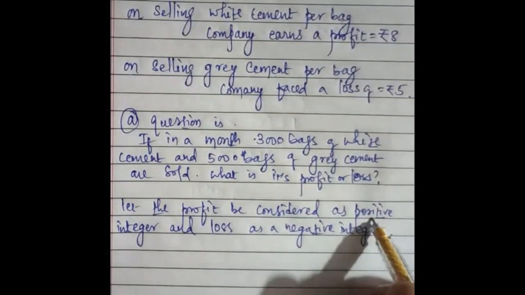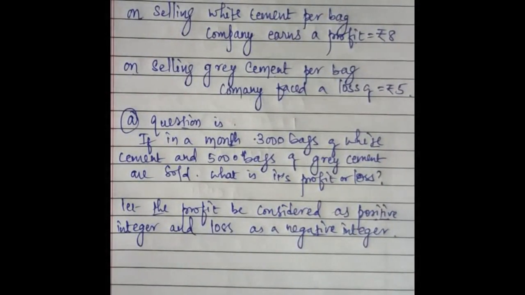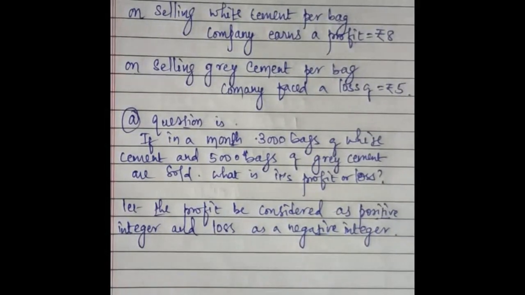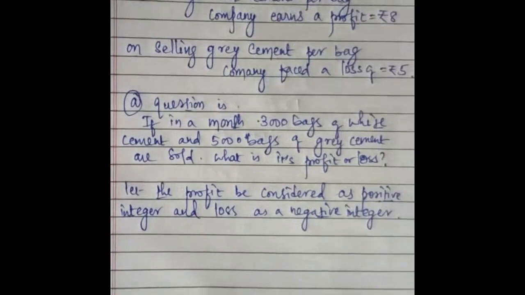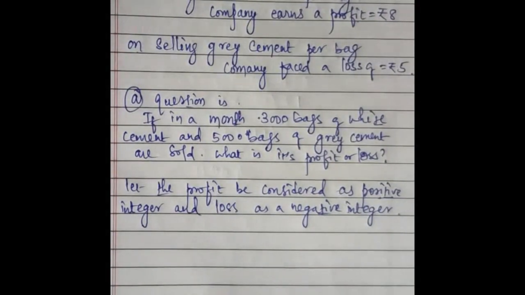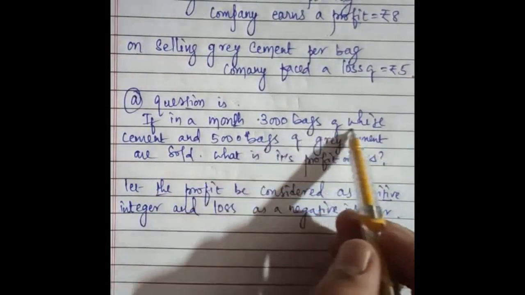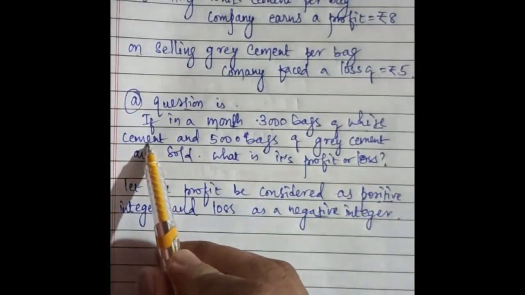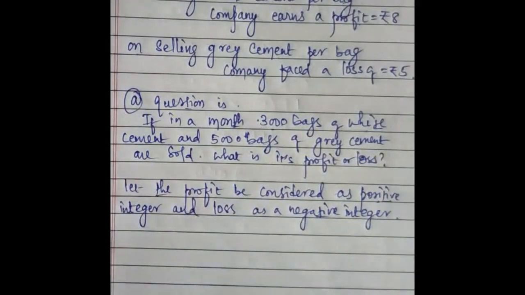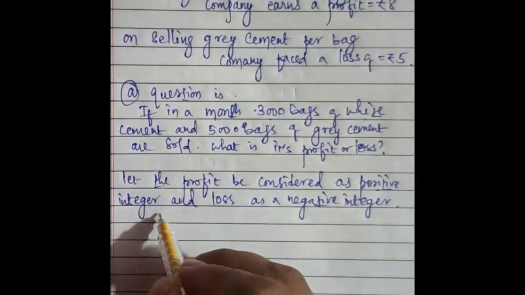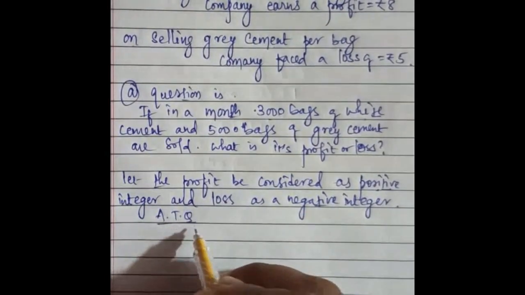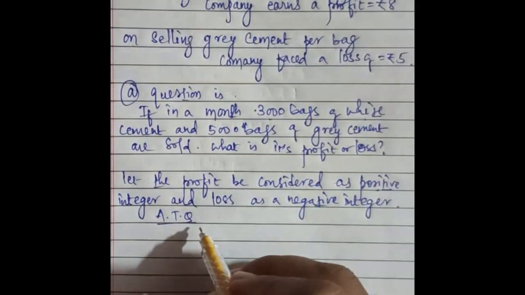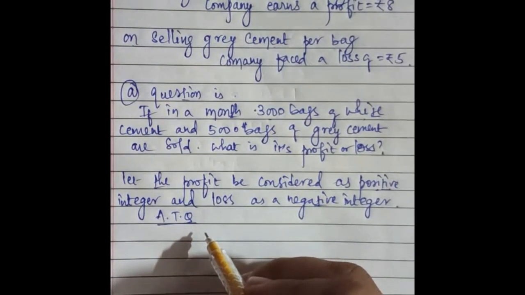Positive means something is getting increased, that is profit, right? Profit means you are earning, positive sign is there, and negative, something bad is happening or some loss we are facing, isn't it? So this we can consider. So according to the question, 3000 bags they are selling per month of white cement, and 5000 bags of grey cement they are selling. So according to the question, what we can write is, cement company was earning a profit of rupees 8 in one bag of white cement, right?